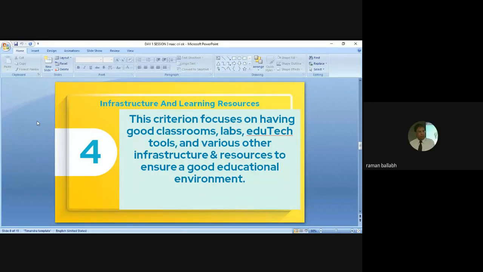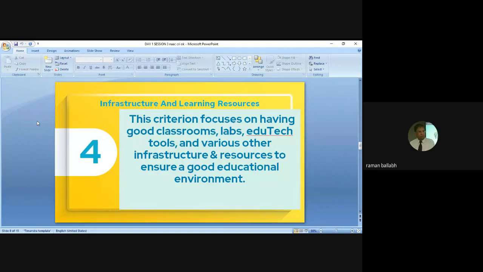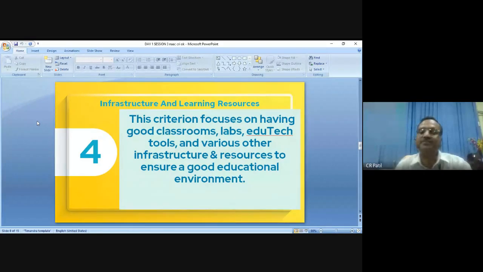Suppose you are having a sports university or a teacher's training college for physical education. Since it is a physical education college, the outdoor activities are there. You need to have proper playgrounds for everybody. And on the contrary, if it is a pharmaceutical university, you need to have a very good lab and library. True, sir. Accepted.